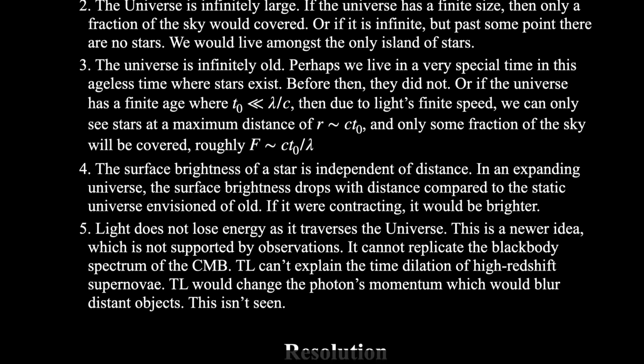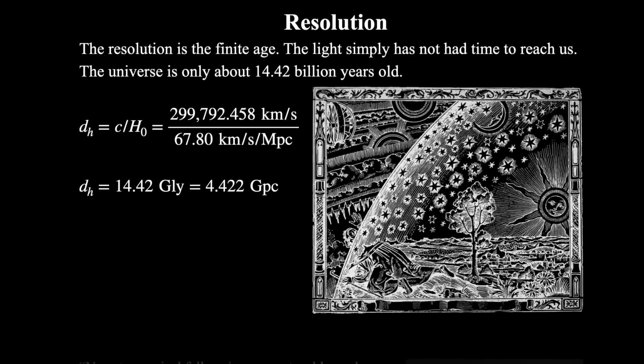So how is Olbers' paradox actually resolved? And I'm just going to give it away. The resolution is principally due to a finite age of the universe. The light from the horizon distance simply has not had time to reach us yet.